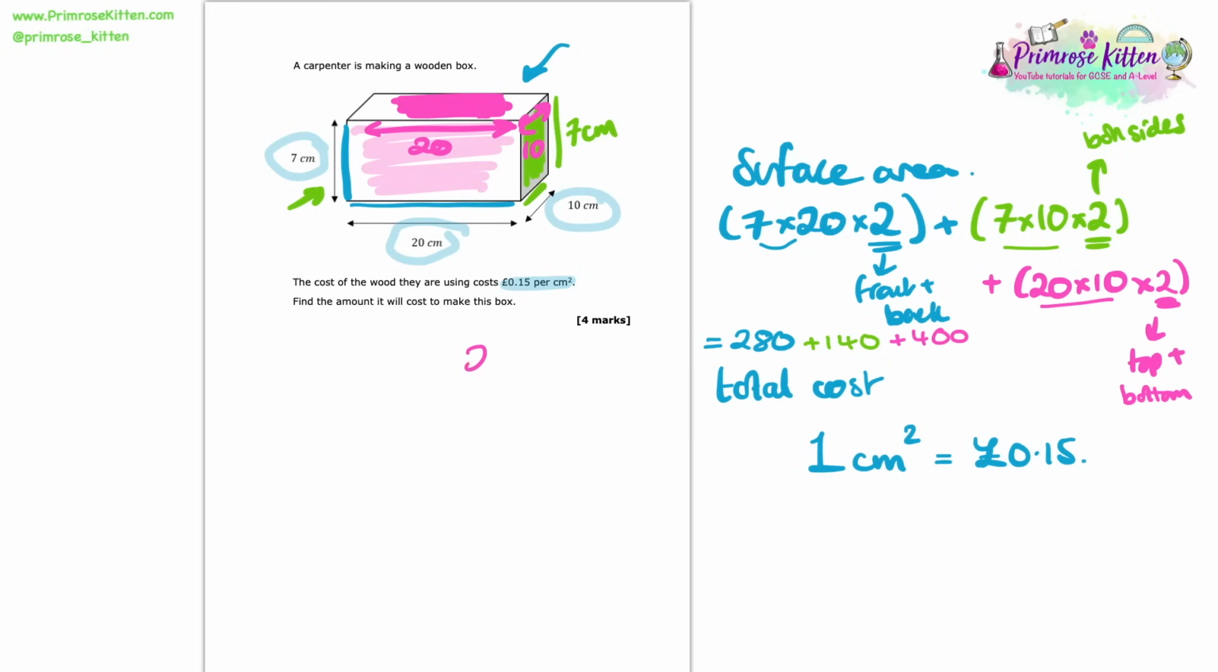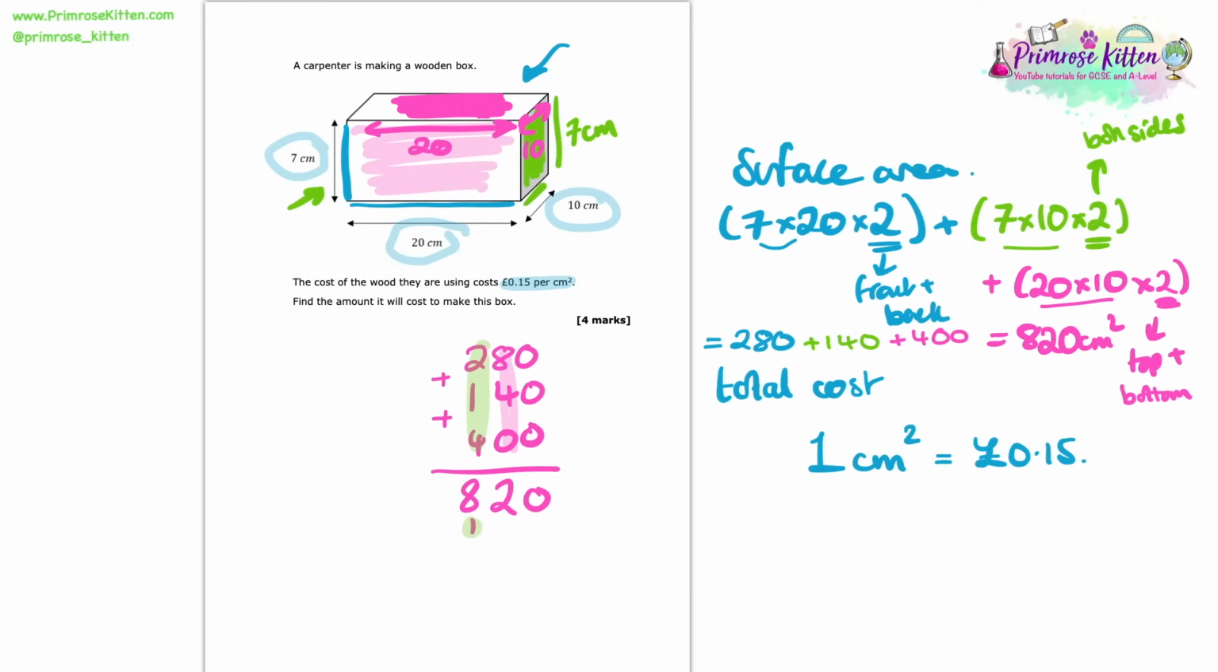So if we do 280 plus 140 plus 400, that will give us 0. 8 plus 4 plus 0 is going to give us 12. So we're going to carry the 1 and put a 2 down here. And then if we now do 2 plus 1 plus 4, that gives us 7, plus the 1, that gives us 8. So that means that our total surface area is 820 centimetres squared.